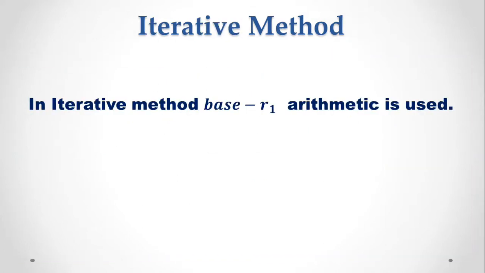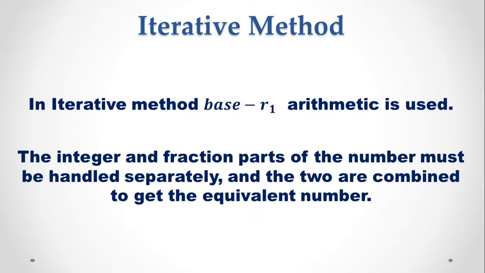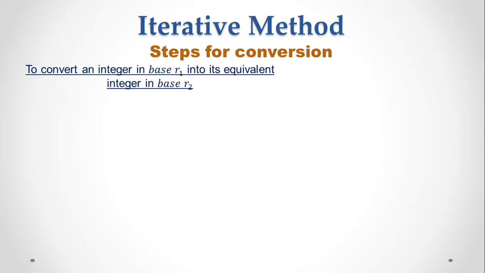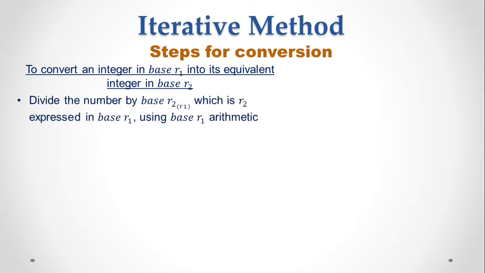In an iterative method, base R1 arithmetic is used, and the integer and the fraction parts of the number must be handled separately and the two are combined to get the equivalent number. Let's see the steps for conversion in the iterative method. To convert an integer base R1 into its equivalent integer in base R2, you need to follow the following steps.